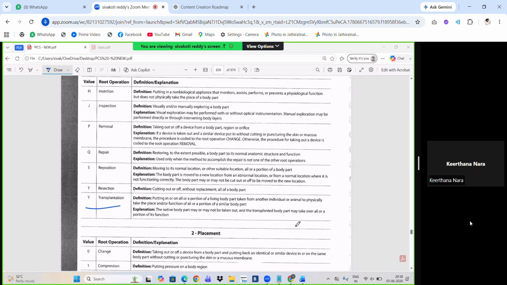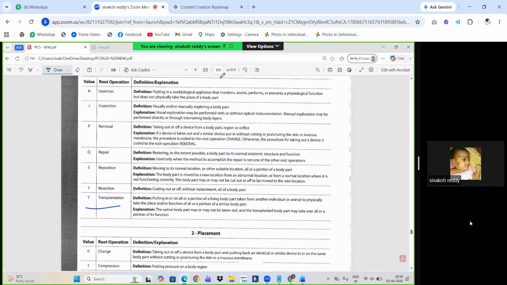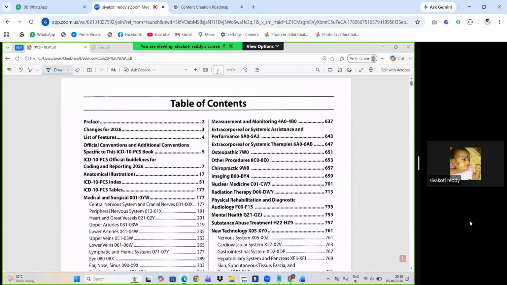Yes. Now, come to the table of contents again, starting. One root operation complete. Transplantation root operation complete, guys. Now, come to the table of contents. I am explaining how to find a complete code in the book, how to use the book. Because for at least one procedure, you will get an idea about 7 digits.